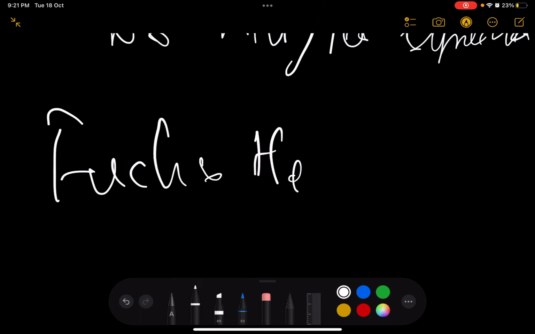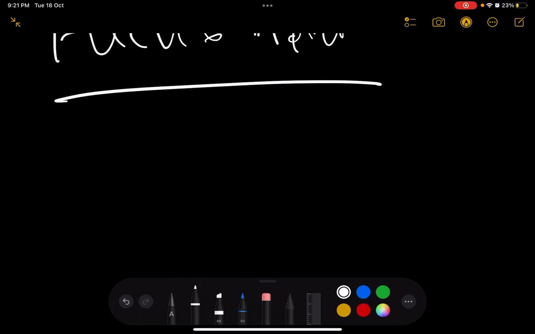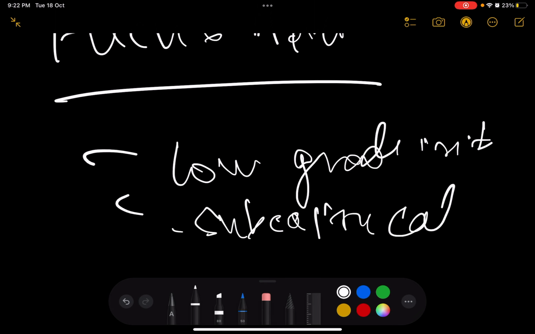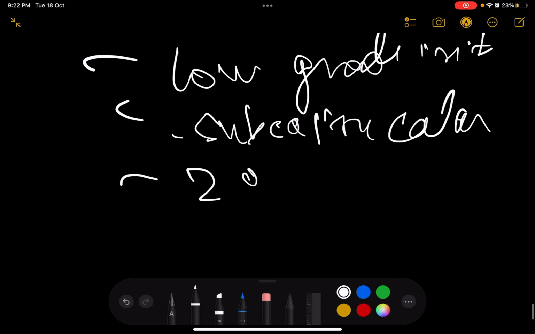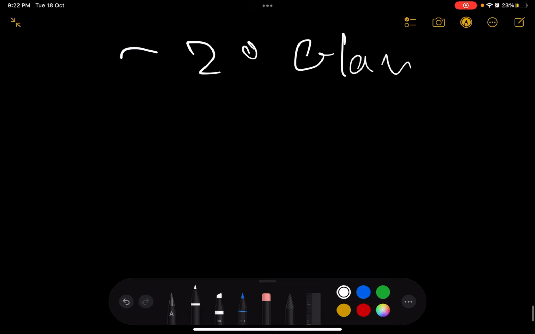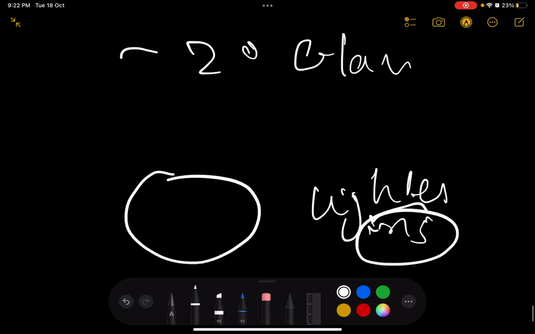Okay, now let's talk about Fuchs heterochromic iridocyclitis. It's basically iridocyclitis, that means inflammation of the iris, and there's going to be low grade iritis, subcapsular cataract, and secondary glaucoma. It is unilateral, with a change in color of the iris. The lighter iris is usually involved. Also, you need to understand that even in Horner syndrome, the lighter iris is usually involved. This is called Fuchs heterochromic iridocyclitis.